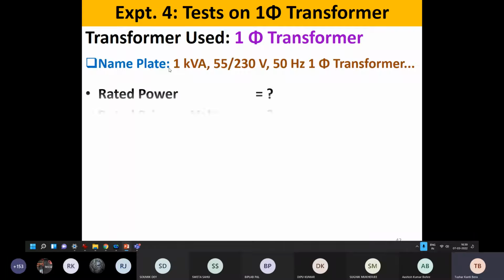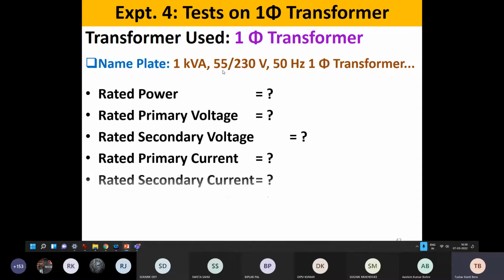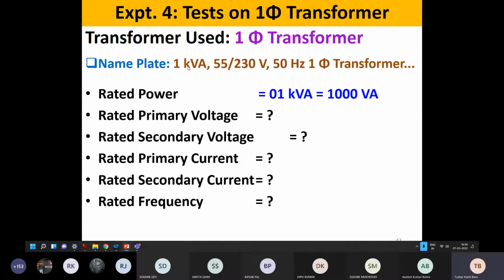So if we take one example of a 1 kVA, 55/230 volt, 50 Hz single phase transformer, then what will be the rated power, rated primary voltage, and secondary voltage? We will calculate that here. First of all, this will be mentioned on the transformer nameplate. 1 kVA means 1000 VA, 1000 volt ampere.